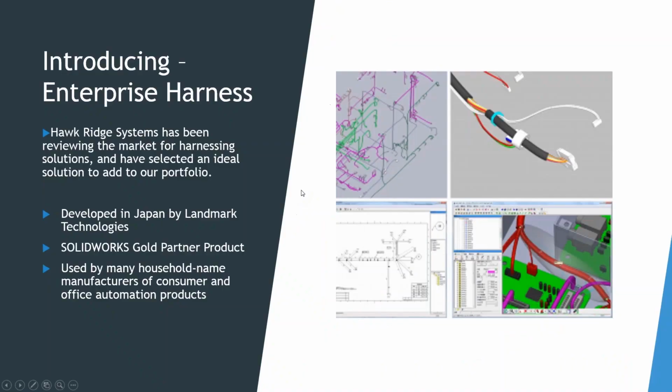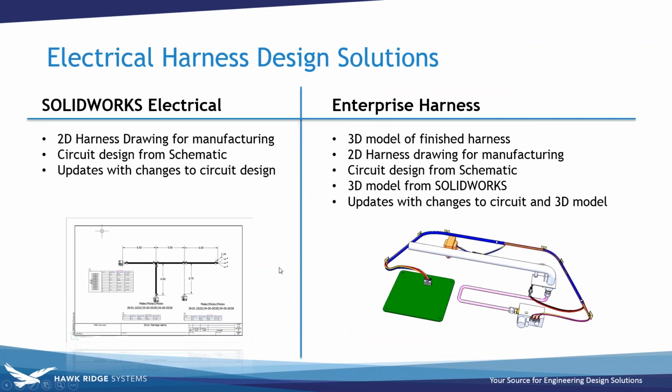So just to wrap up here, we have shown you two approaches to harnessing today, and they're both geared towards that one goal of creating a manufacturing drawing to get these things made. So SOLIDWORKS Electrical, we're working entirely within a 2D environment. We can assign lengths to the individual elements, but we don't automatically know that that's going to be the true length in 3D. So we don't have that context of a 3D model.